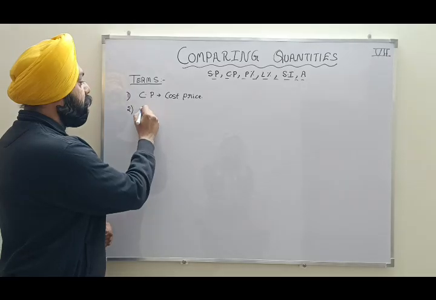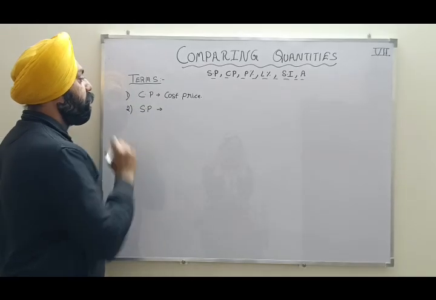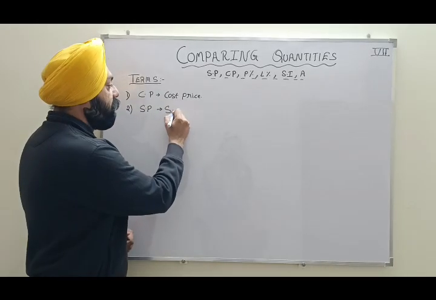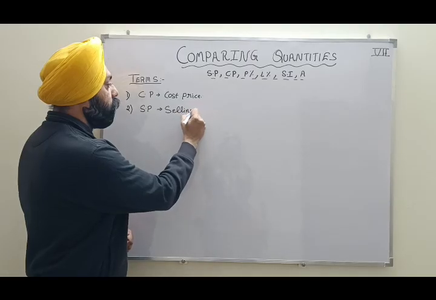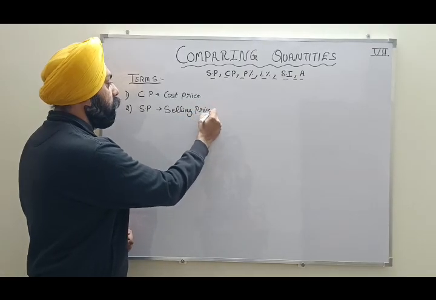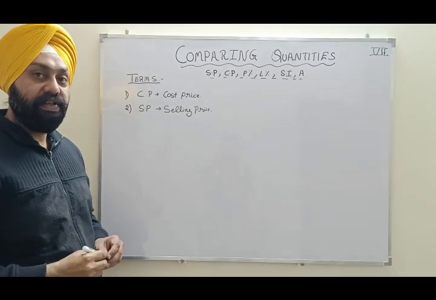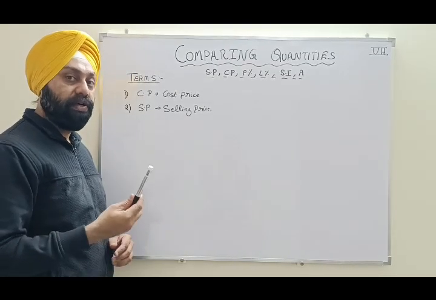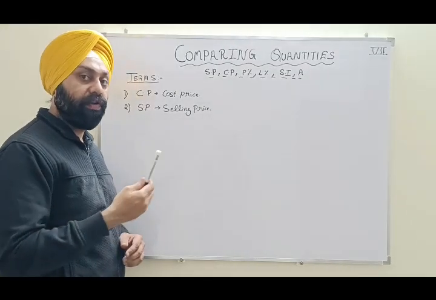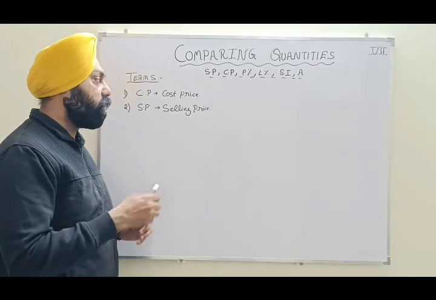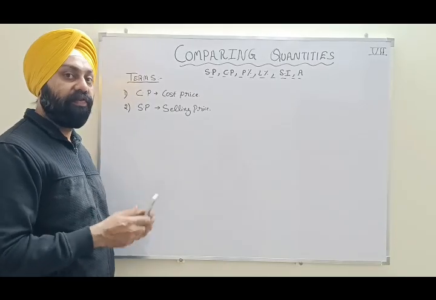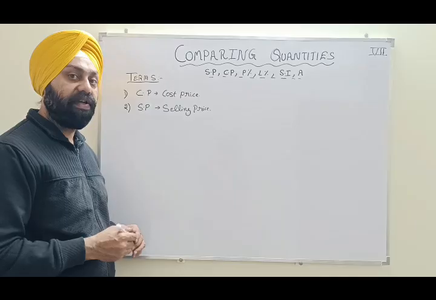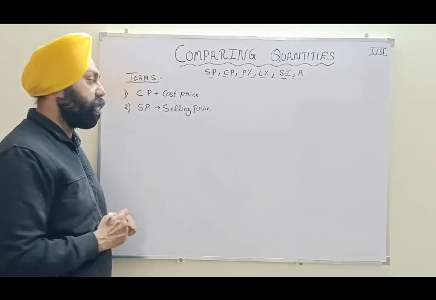The next term is SP. So SP stands for selling price. Selling price is the price at which an item is sold for. For example, again taking an example of this pen, suppose I have purchased this pen for 50 rupees and I sold it for 60 rupees. So 50 will be the cost price and 60 will be the selling price of this pen.